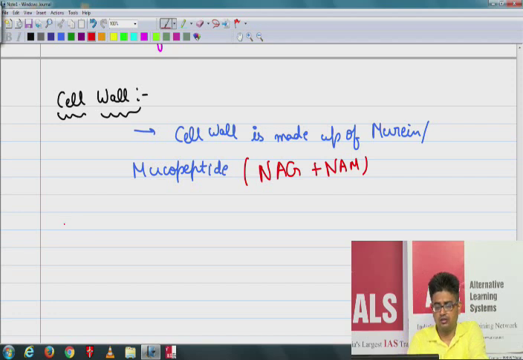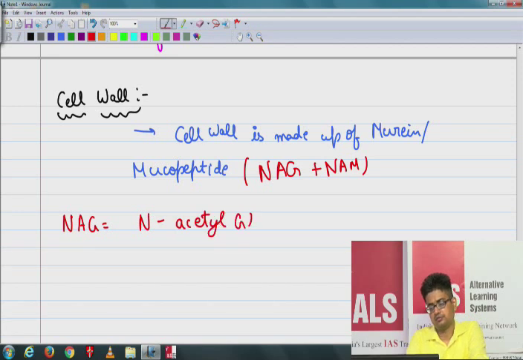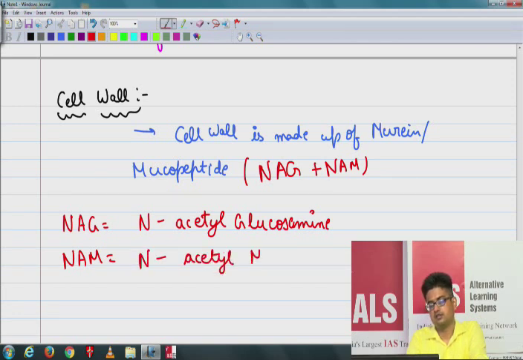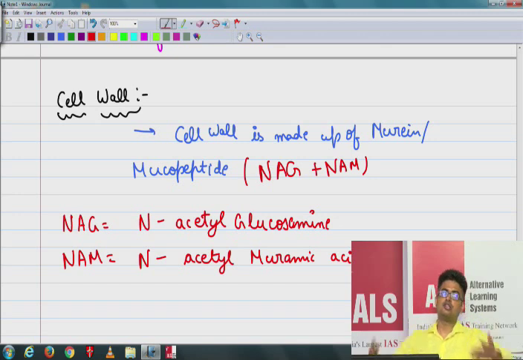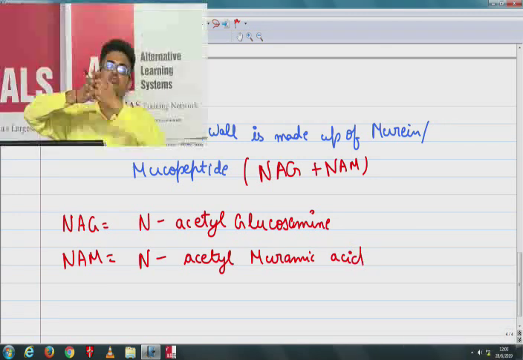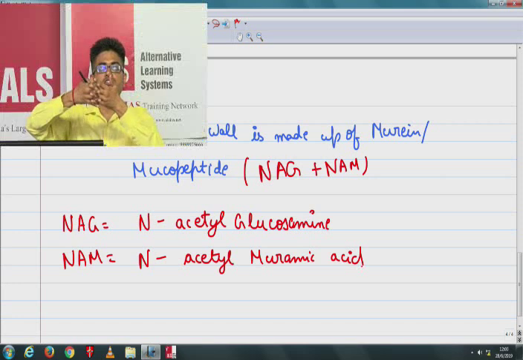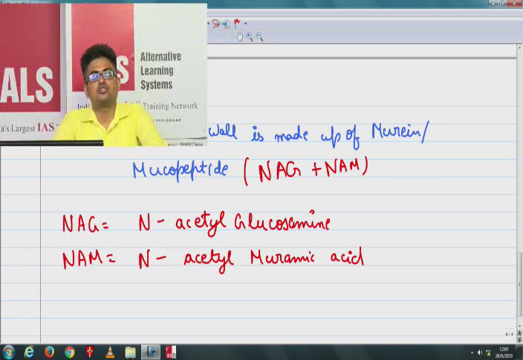If you want to know, I'll write these names for you. N-acetyl glucosamine, NAM is N-acetyl muramic acid. These two polymers are cross-linked with each other, and that forms the complete structure of the bacterial cell wall.